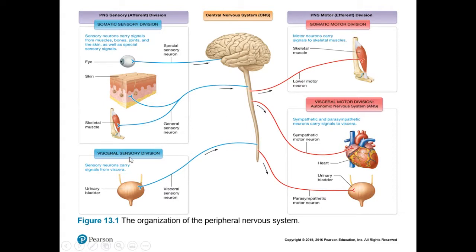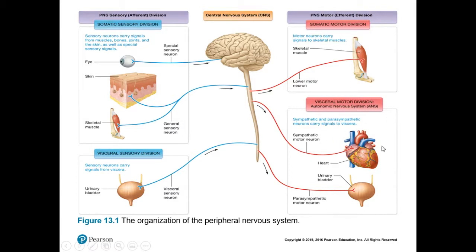So then we have a visceral sensory division as well. Visceral stands for organs. So a sensory division in terms of the organ, and then we have a motor division when talking about the organs as well. And this one's controlled specifically by the autonomic nervous system, which is the topic of today.